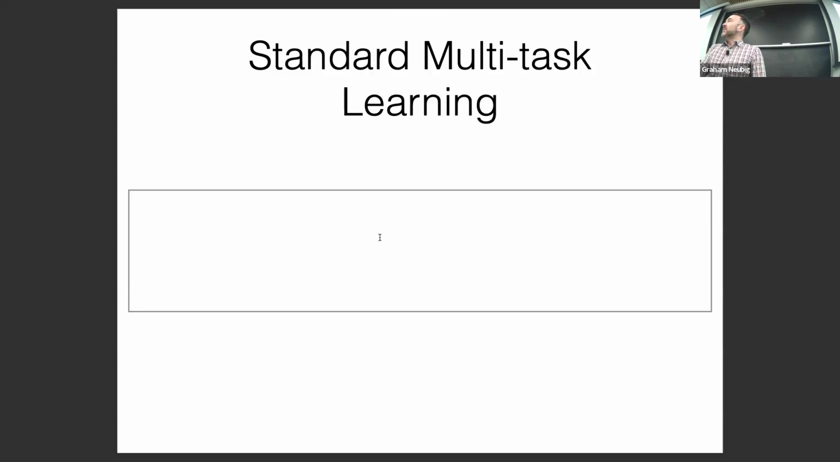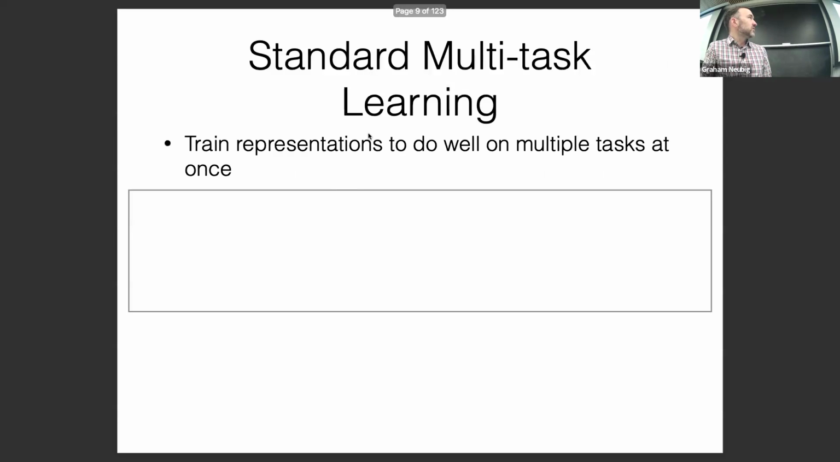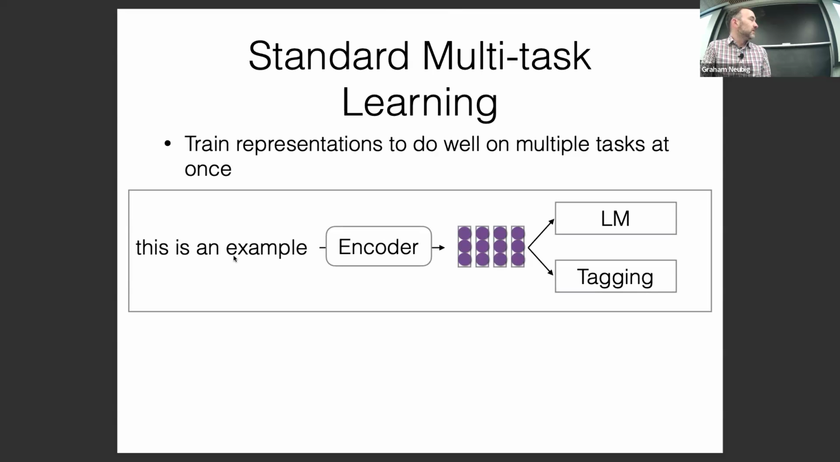So all the methods that I'm going to be talking about here fall in under the class of multitask learning. Multitask learning is training models to do well on multiple tasks at once. Just to give an example, you could be doing language modeling on it. You could also be training a model to do tagging on it and other things like this. Exactly how you do this can be different. But the important thing is that you have some shared parameters between the models that are trained on all tasks.